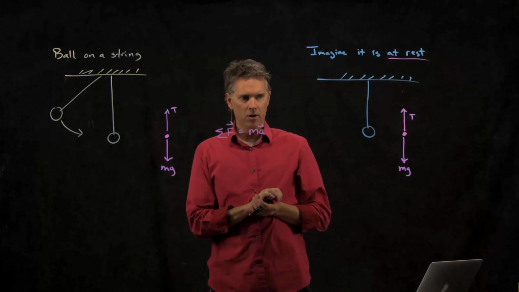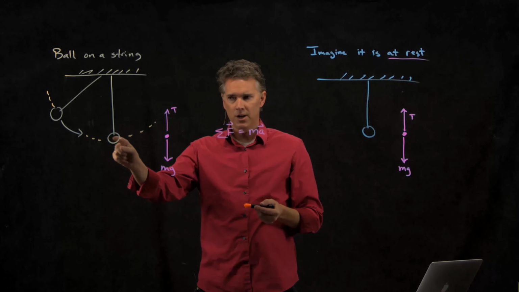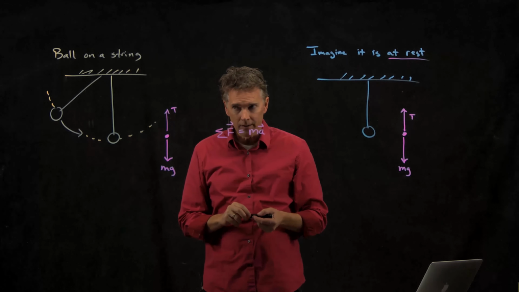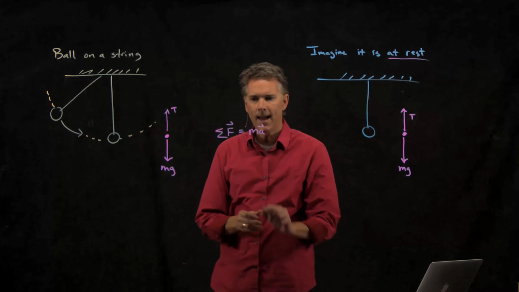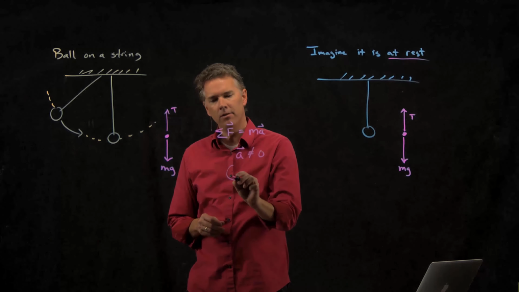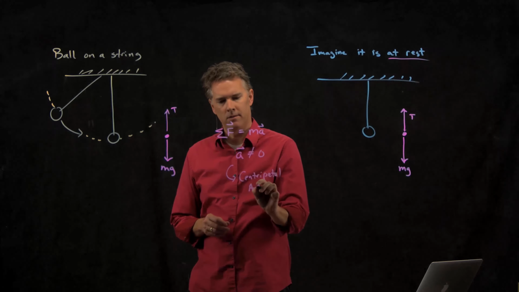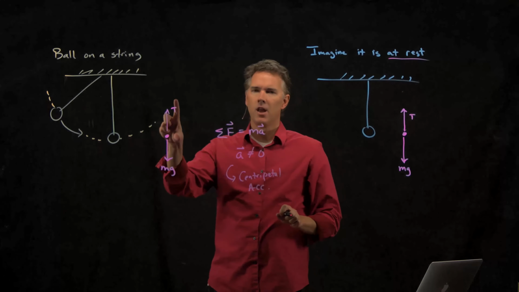Is the acceleration 0 for this ball? What do you think? Remember, this thing is swinging in a circle. So is that ball accelerating? If it's going to change its direction, it is accelerating. And so a is not equal to 0 because we have centripetal acceleration. And so this is not quite right.